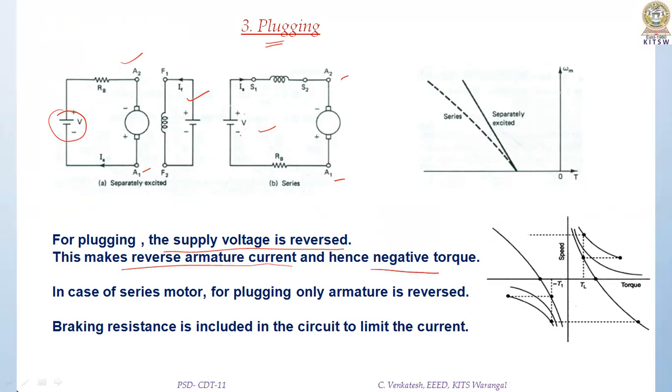So for motoring operation, it was like this. If I reverse the voltage, it will not become like this or like this. Now the characteristics is like this. Okay, separately excited series motors. In case of series motor, for plugging, only armature is reversed, not the field current. That you have to be careful there. S1, S2 is there, only the armature winding is reversed. Braking resistance is included in the circuit to limit the current, otherwise a large current will flow. So you can see here the motoring operation characteristics are like this, and the braking operations will be like this. Okay? This is reverse motoring.